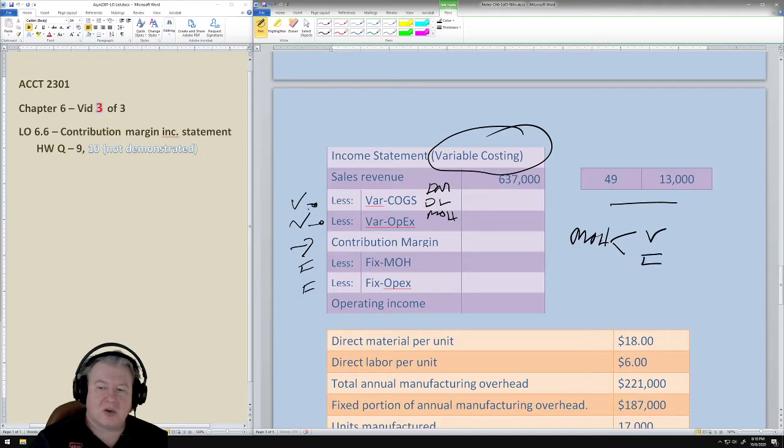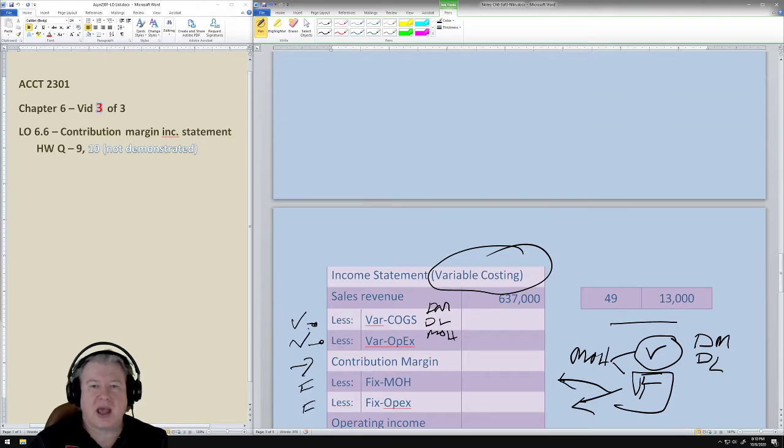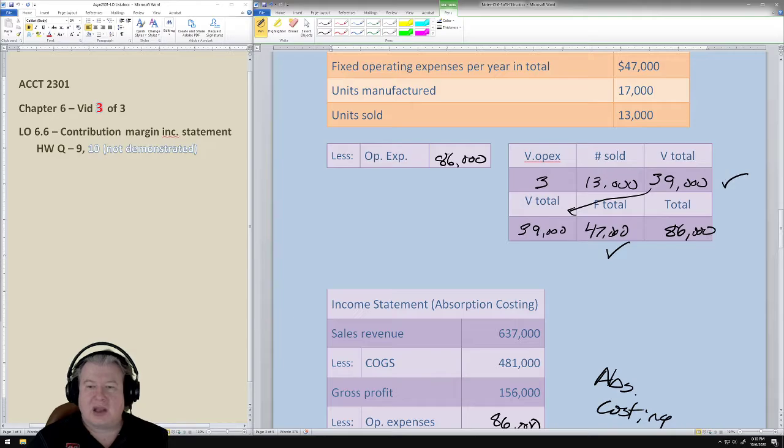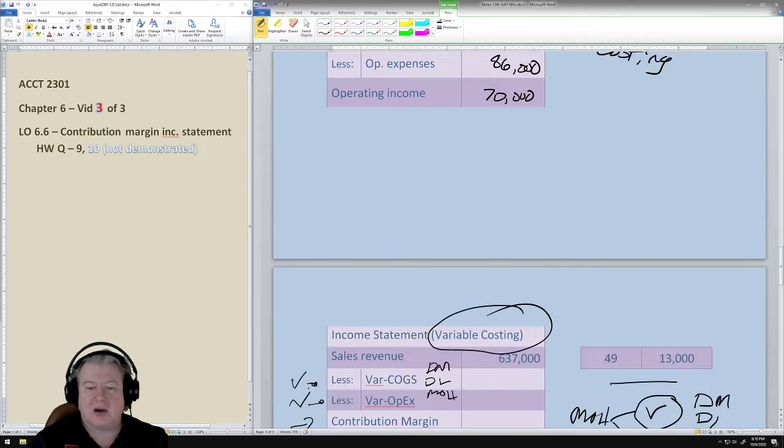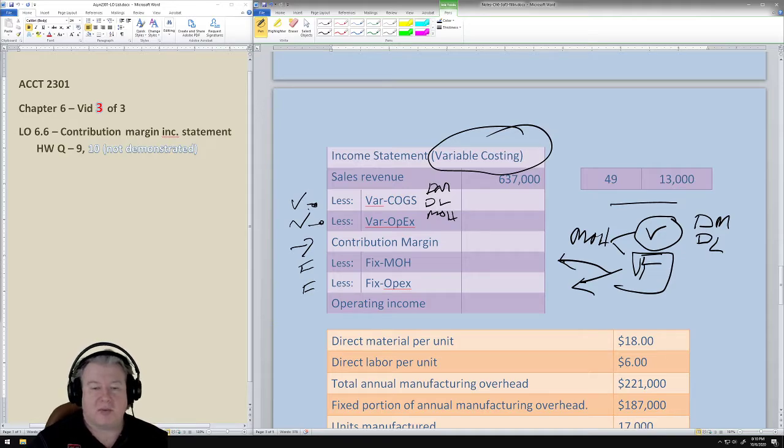COGS is going to be the variable part plus direct materials plus direct labor, and we're going to take this fixed part and move it down here. And then with the operating expenses, if you remember up here, we calculated the variable part and then we were given the fixed part and we added them together. And we're going to split them apart here.